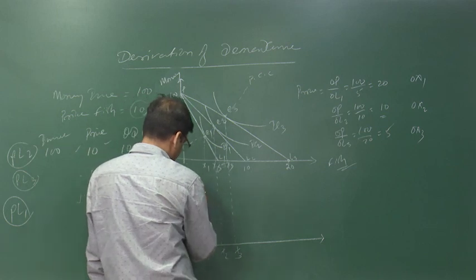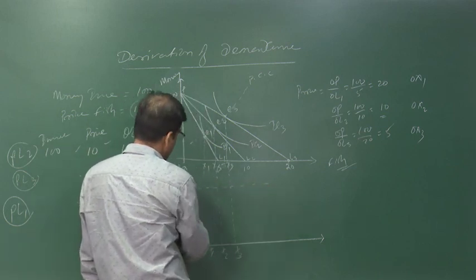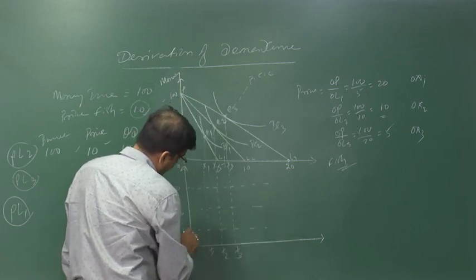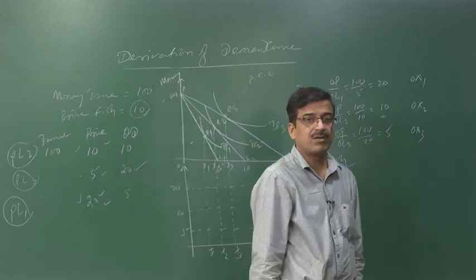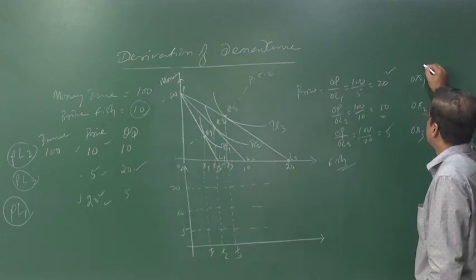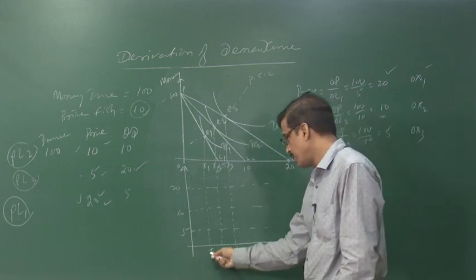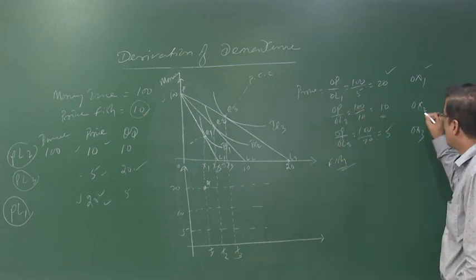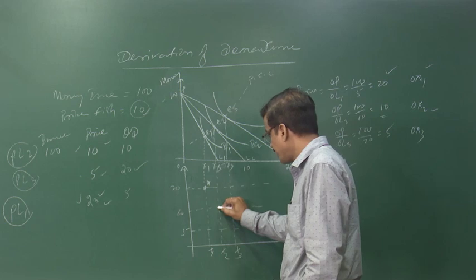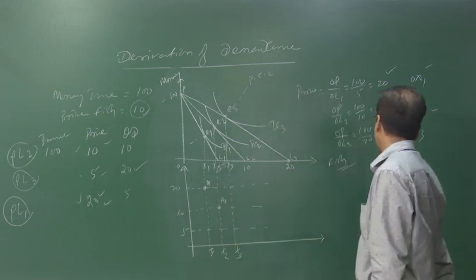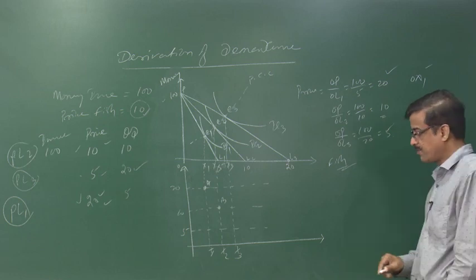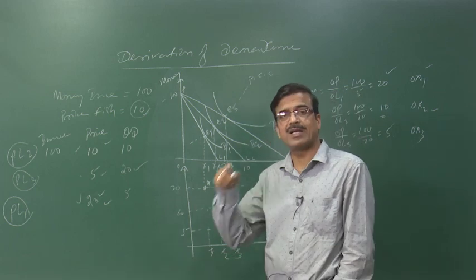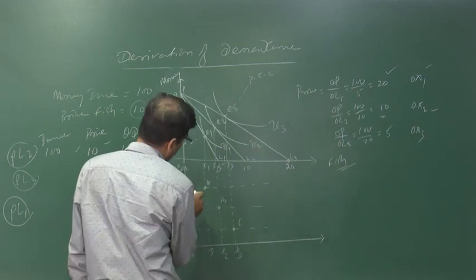And we know that three different prices are there. One price is 20, the second price is 10, and the third price is 5 rupees. Initially at 20 rupees he is consuming OX1, this is the point A, and OX2 at 10 rupees, this is the point B, and the last one OX3 at the price 5, that is the point C. When we join the points A, B and C, what do you find here?